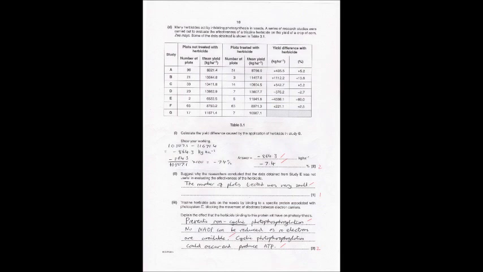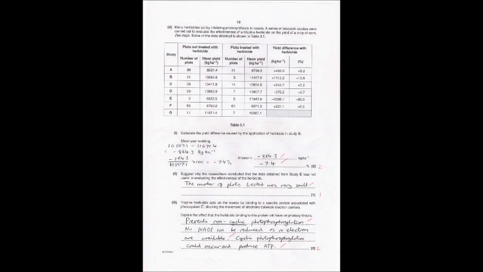Now, triazine herbicide acts on the weeds by binding to a specific protein associated with photosystem 2, blocking the movement of electrons between electron carriers. Explain the effect that the herbicide binding to this protein will have on photosynthesis. Photosystem 2 is only used in non-cyclic photophosphorylation. So we know it's going to prevent non-cyclic photophosphorylation, but cyclic photophosphorylation will occur and produce ATP.